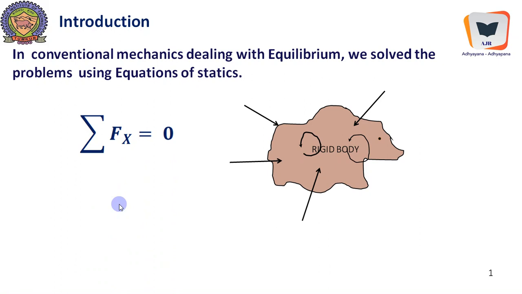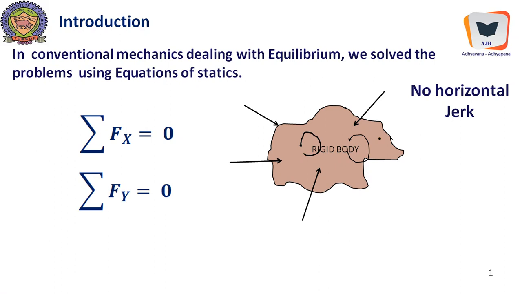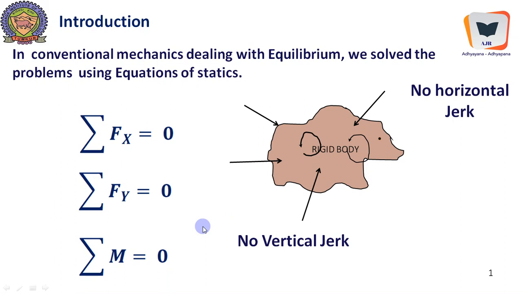That is, the algebraic sum of all the horizontal forces equal to zero, meaning there is no horizontal jerk whatsoever, and sigma Fy equal to zero, the algebraic sum of all the vertical forces equal to zero, that is no vertical jerk whatsoever for the rigid body, and sigma M equal to zero with respect to some predominant point called moment center. That means there is no tendency for rotation.